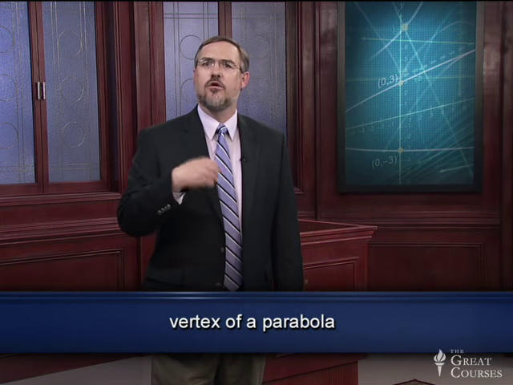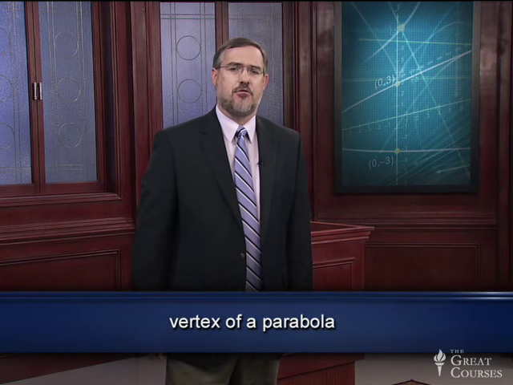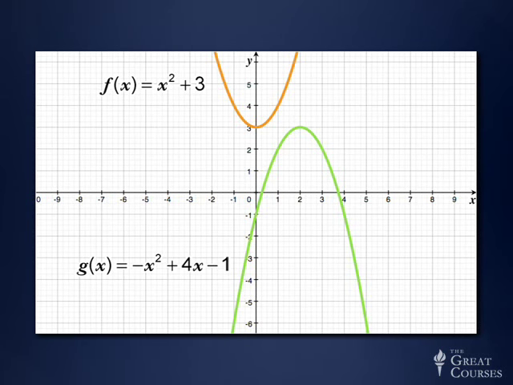In a future lesson, we're going to talk about ways to actually calculate the coordinates of the vertex of a parabola. But just let me point out that in the two graphs that I already showed you, the vertex is (0, 3) in the first graph and (2, 3) in the second. Now don't worry, I promise to show you how I actually find those two points in an upcoming lecture. But just remember, the lowest point or the highest point on a parabola has a special name, and it's called a vertex.